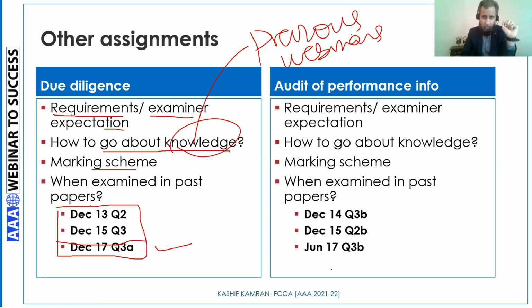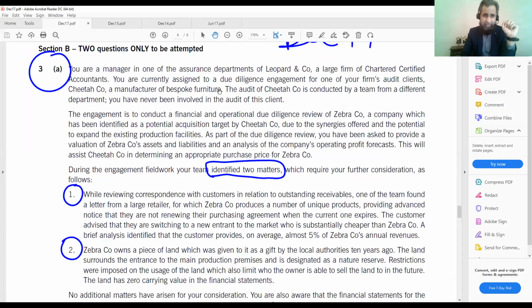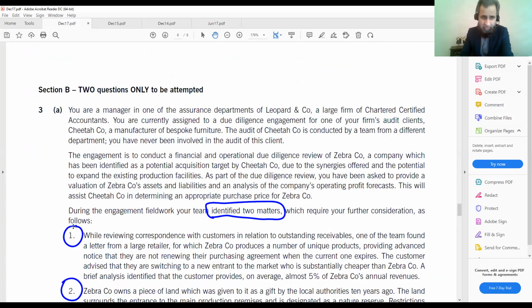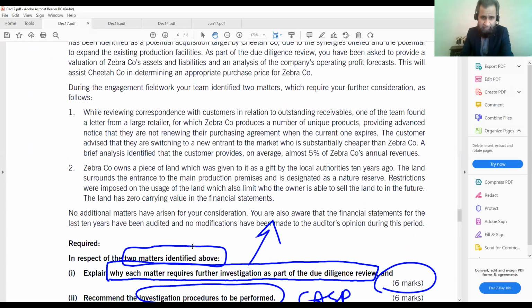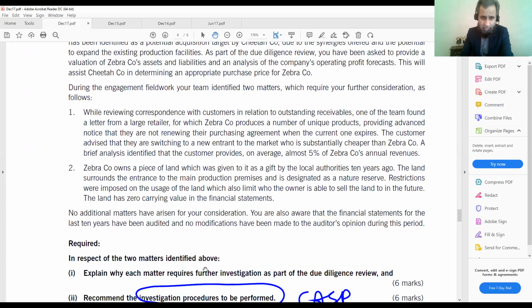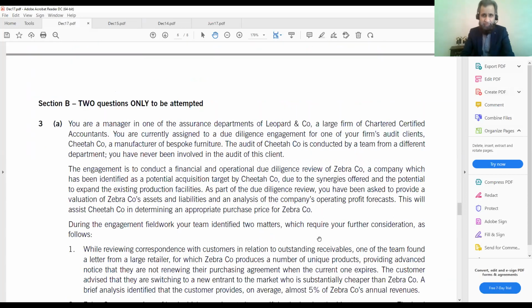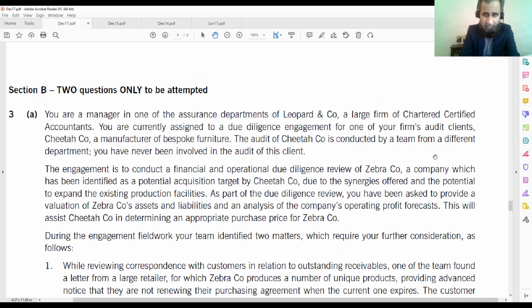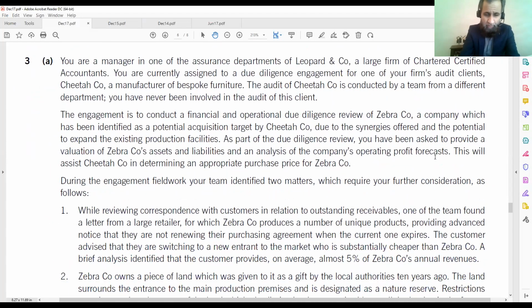Okay, let me first put the question December 17 on your screen. Question number 3A. Okay, I hope you can see the December 17 paper on your screen now. Just let me remove the annotations from it so it becomes neat and clean for all of you. And then you can start doing it. Okay, can you see the December 17 paper in front of your screen, everyone? Question number 3A. Okay, good.